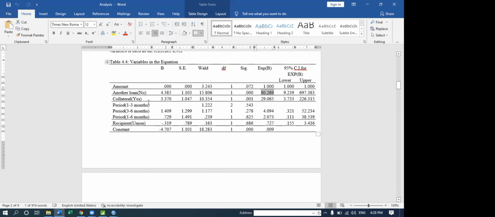80.269. Let me say it again. Take note of the word defaulting. I won't use not default, I will use default. So let me repeat myself. The odds of those that will not default, that means I've talked about no, that will not default. I've talked about default. The odds of those that do not have the mindset of taking another loan, not defaulting, is 80.269 when compared to those that have the mindset of taking another loan.